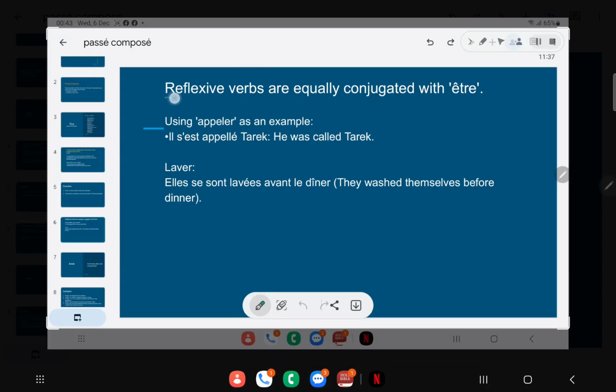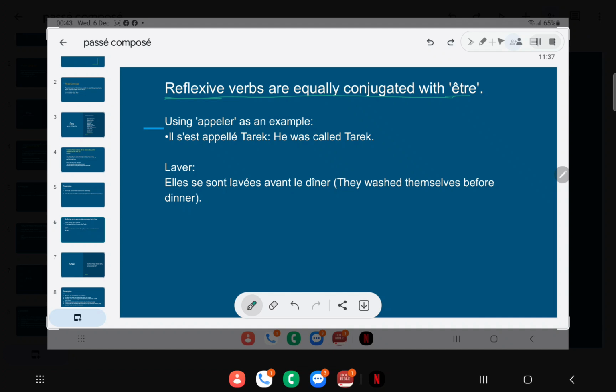So reflexive verbs are equally conjugated with être. Apart from the Mr. and Mrs. Van de Trump list of verbs, reflexive verbs are inclusive. They are inclusive of the verbs that can be conjugated using être. Alright? So what are reflexive verbs? Reflexive verbs are verbs carried out by the subject on itself. Call them boomerang verbs because the action reverts back to the subject of the verb.